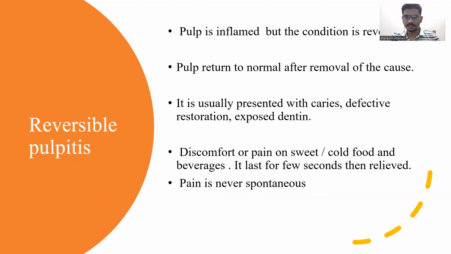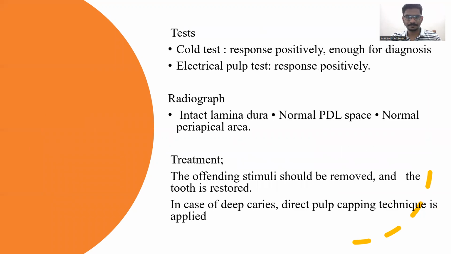It is usually presented with caries, defective restoration, exposed areas, etc. There is discomfort or pain on sweet, cold food and beverages. It lasts for a few seconds and then is relieved. The pain is never spontaneous. So it happens only when the stimulus is applied, and as soon as the stimulus is removed, the pain also disappears. This is a classical symptom of reversible pulpitis.